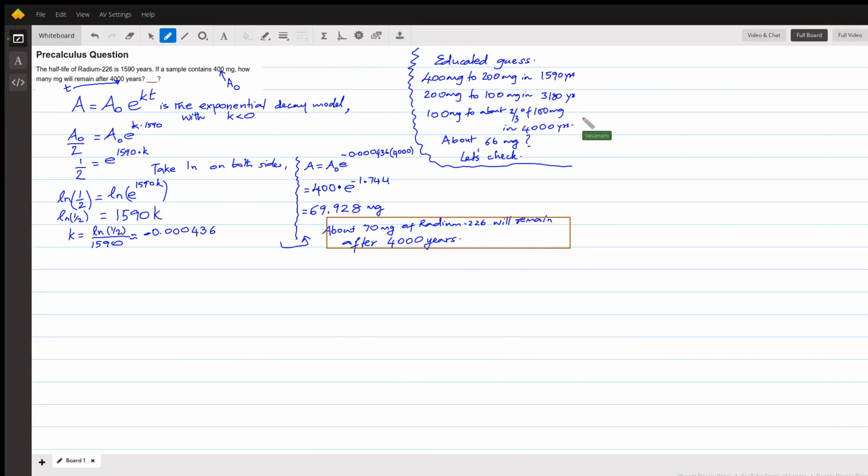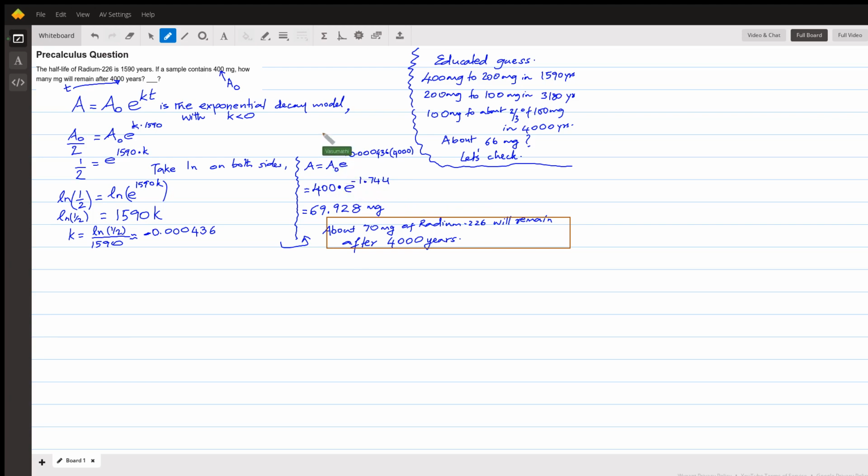The question is, the half-life of radium-226 is 1590 years. If a sample contains 400 milligrams, how many milligrams will remain after 4000 years? Okay, let's talk about the word half-life.